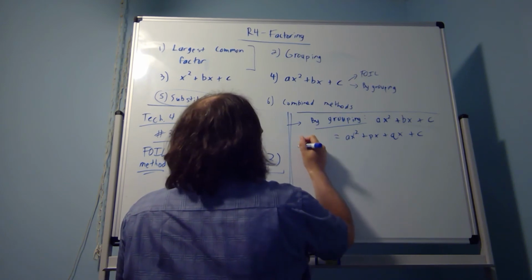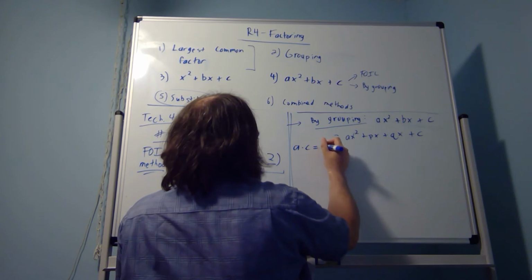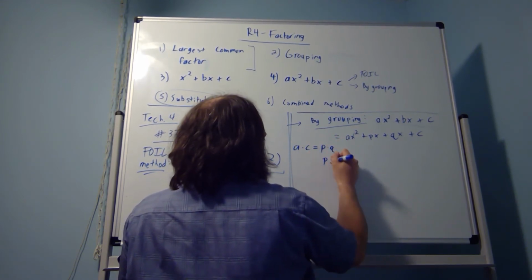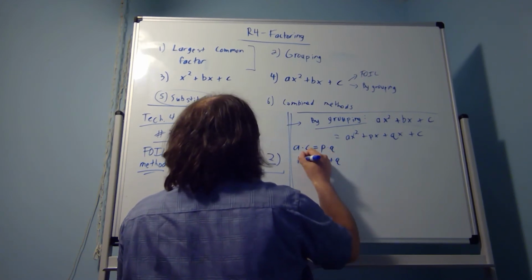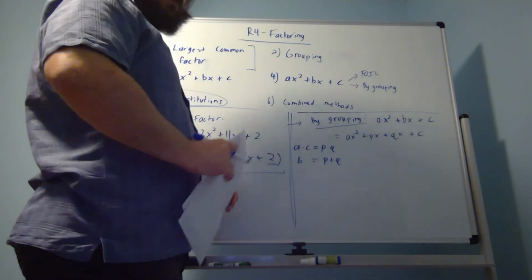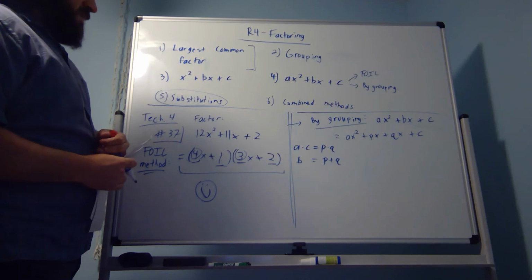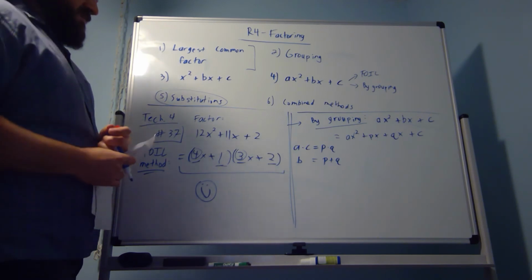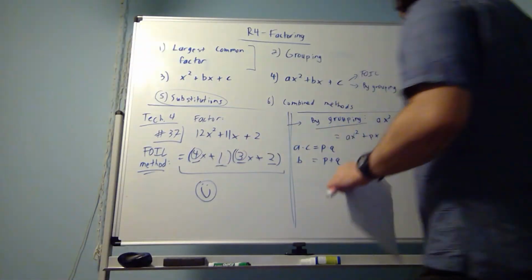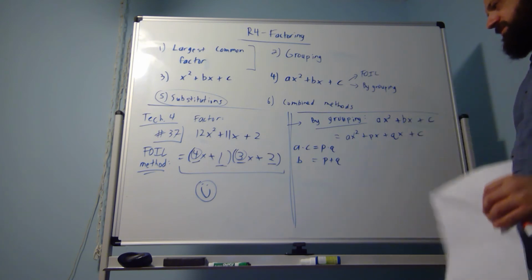You want a times c, and that a is the new thing that we didn't have before, to equal p times q, and p plus q to be equal to b. And that's just how it works out. It ends up always working out if you do that. That's the trick. And then you do factor by grouping with whatever's left over, and it always works out.